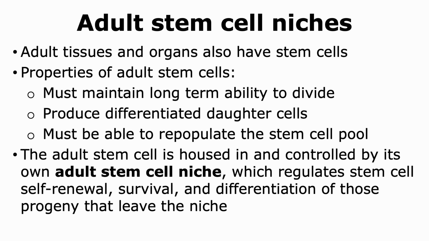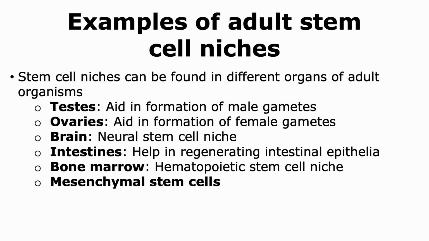We're going to learn about the different stem cell niches that are found in different tissues. There are many different stem cell niches found in different organs of adult organisms, and some of them have been listed on this slide, but this list is not complete. We find stem cell niches in reproductive organs like the testes and ovaries, and these stem cells are used to form the male and the female gametes. We also find stem cell niches in the brain, intestines, bone marrow, as well as the mesenchyme. We can also find stem cells in skin too, and thus adult stem cells are quite abundant in an adult organism.